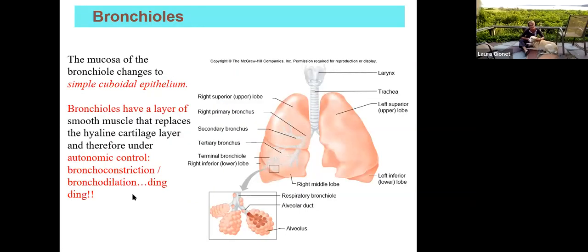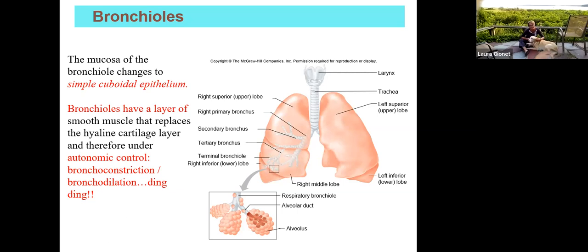Right, then we branch into bronchioles, and they are smaller diameter, still a tube system for transporting air, but it has 2 major differences histologically. The mucosa changes to simple cuboidal epithelial tissue, and rather than having hyaline cartilage, it has smooth muscle. Therefore, it is under the control of the autonomic nervous system to bronchoconstrict and bronchodilate. Right, so I would know and review the autonomic nervous system.